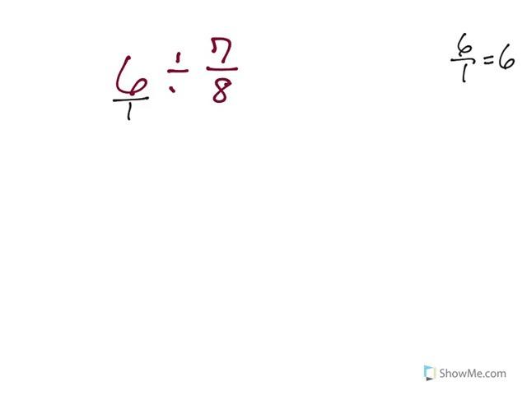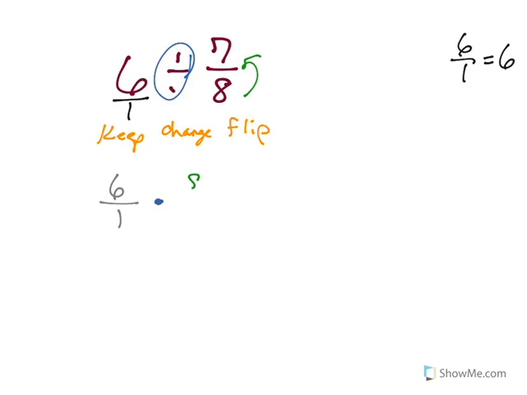I like to say, keep, change, flip, because when you multiply by the reciprocal, that's what we're doing. We're keeping our first fraction the same, which would be 6 over 1. We're changing division to multiplication. And the reciprocal of a fraction means we flip it, so we get 8 over 7 instead of 7 over 8. So keep, change, flip means we keep the first fraction, change division to multiplication, and flip, or find the reciprocal of, the second fraction.